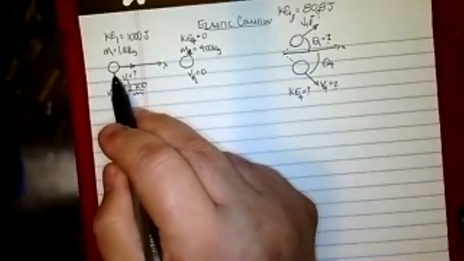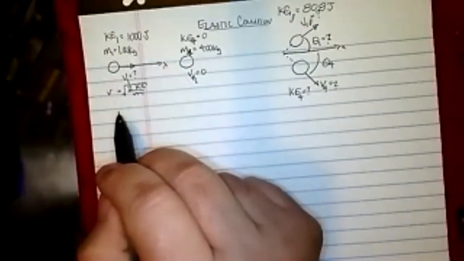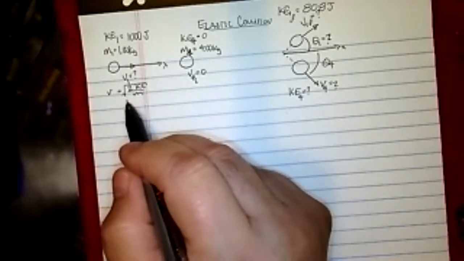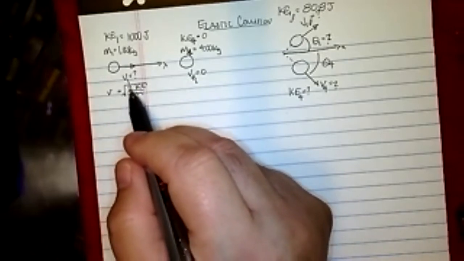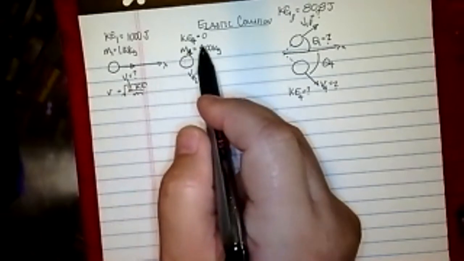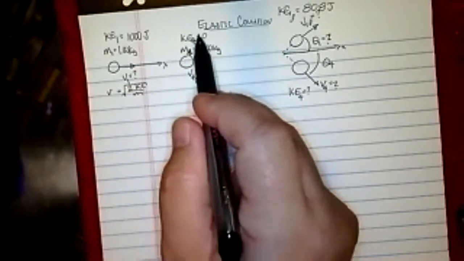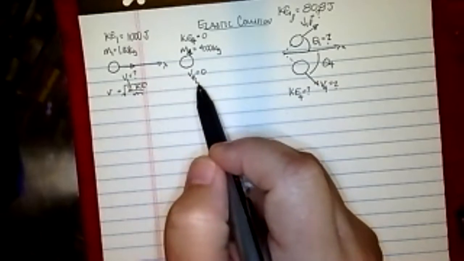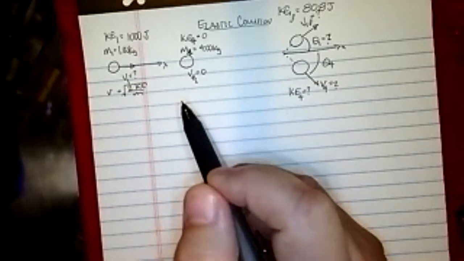So you can see I have a 1 kilogram particle with a kinetic energy of 1,000 joules. I'm not given the initial velocity, but we can always find the velocity from the kinetic energy by multiplying the kinetic energy by 2, dividing by mass, and taking the square root. It's going to run into a heavier particle, which is 4.00 kilograms. Its kinetic energy is 0, and its initial velocity, which I call V4I, is, of course, 0.